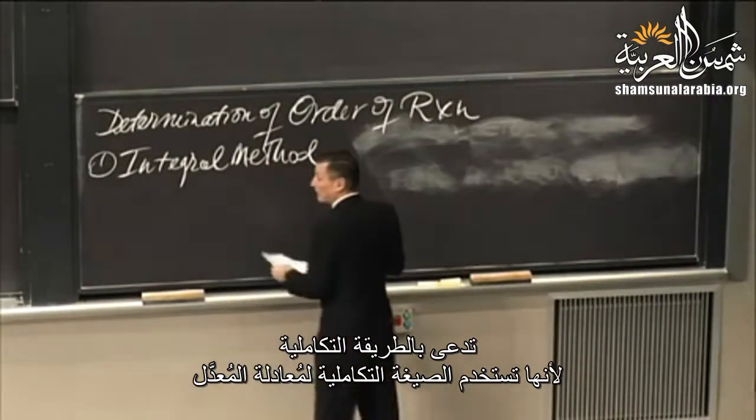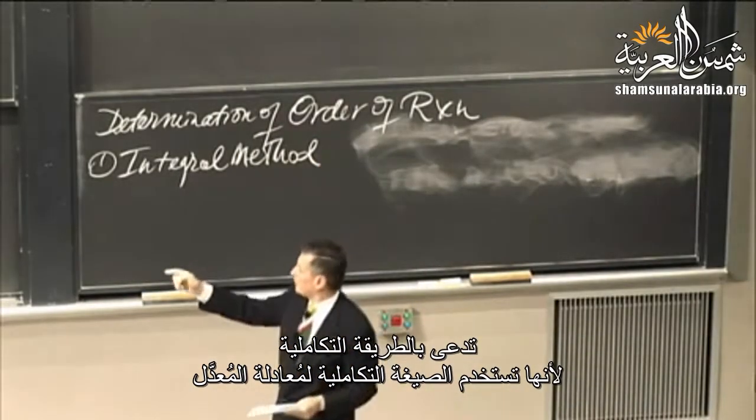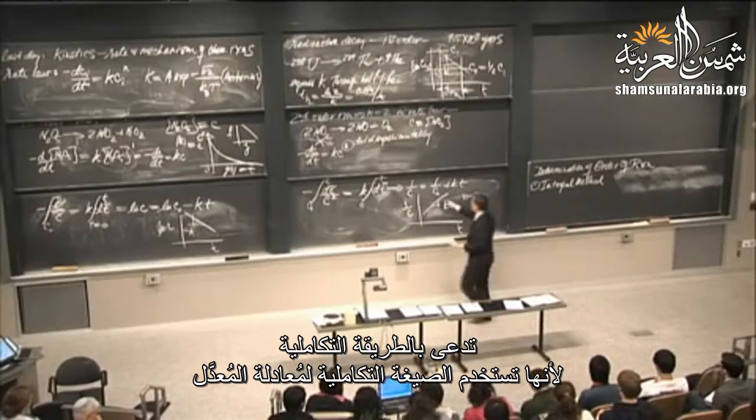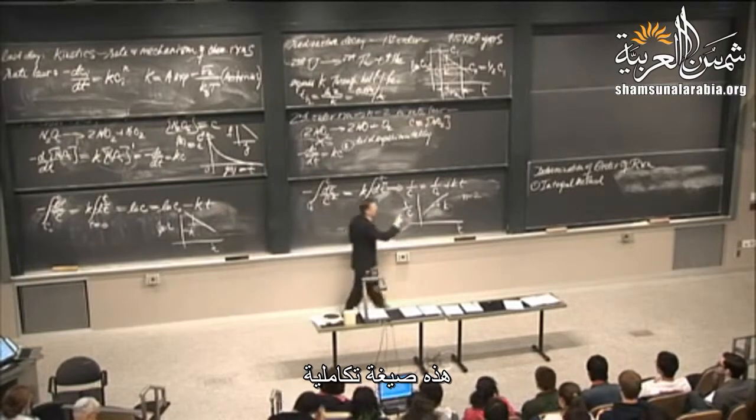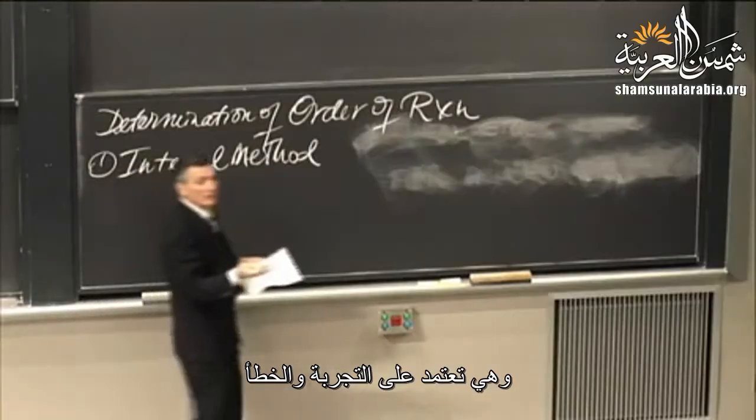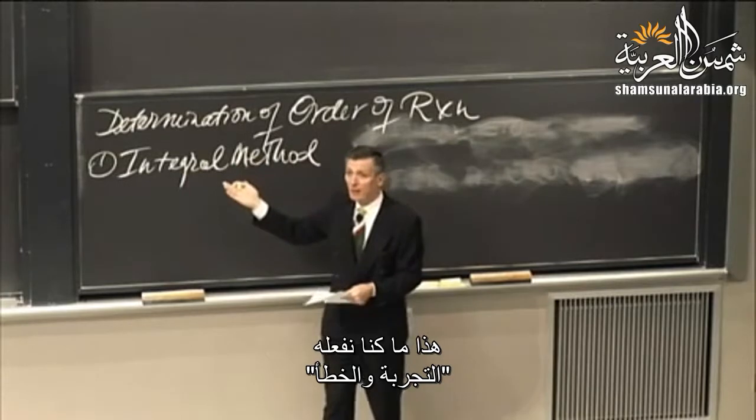It's called the integral method because it's using the integrated form of the rate equation. See? This is the integrated form, this is the integrated form, hence the integral method. And it's trial and error. That's what we did, trial and error.